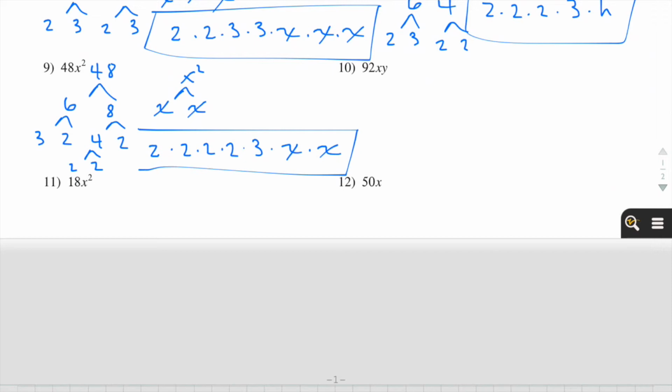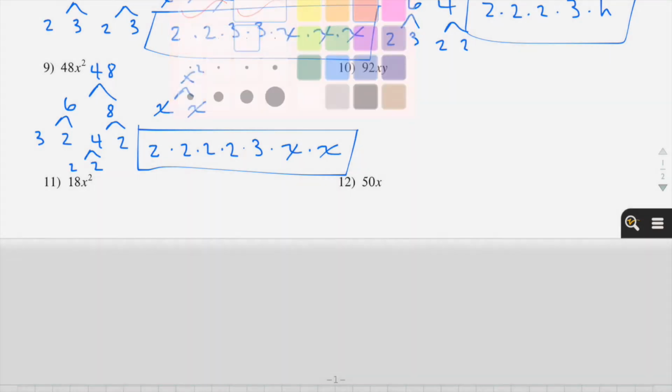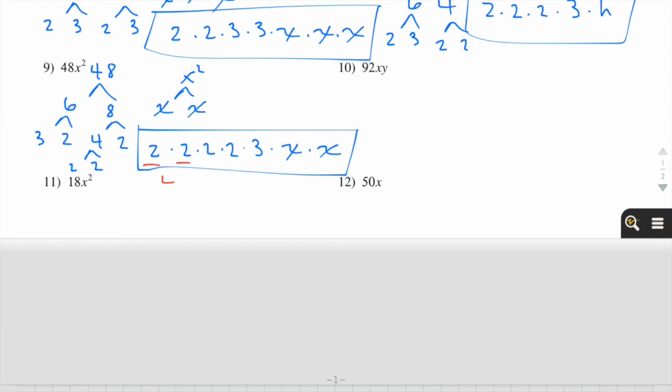And you can always check these, by the way, when you're done, just to make sure you have the right answer. So if we take this 2 times this 2, we get 4, times this 2 times this 2 gives us 4, times this 3 times x times x gives us x squared. 4 times 4 gives us 16, times 3 times x squared. 16 times 3 gives us 48x squared, which is what we have in the beginning. So we know that what we put was correct. So let me go ahead and erase all these, get those out of the way.